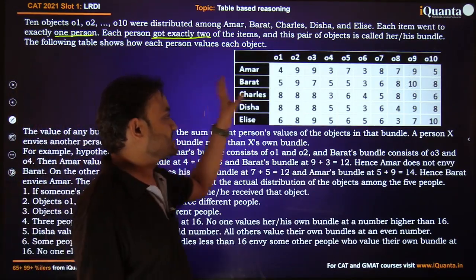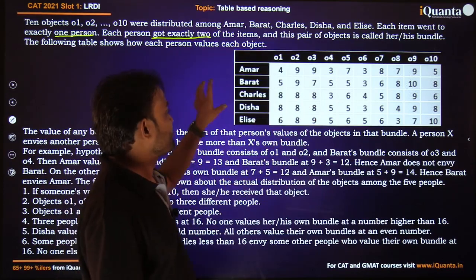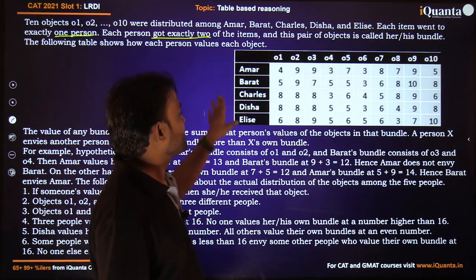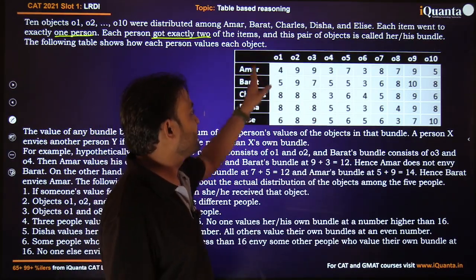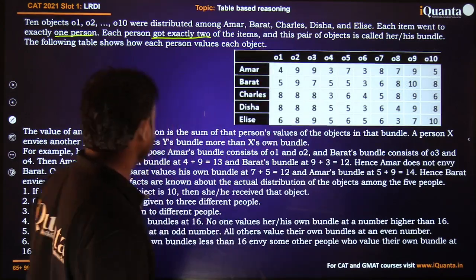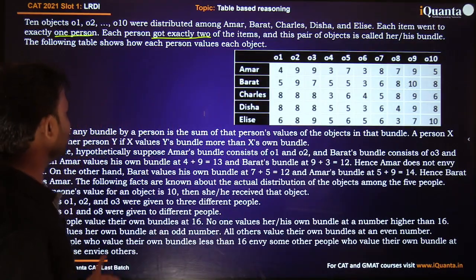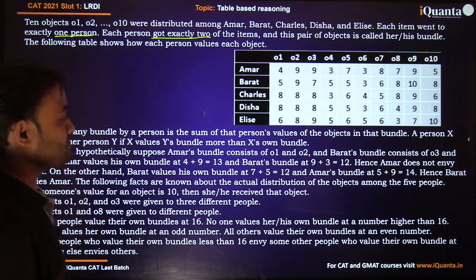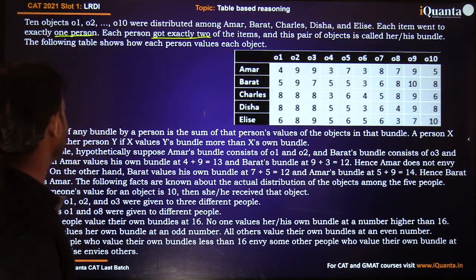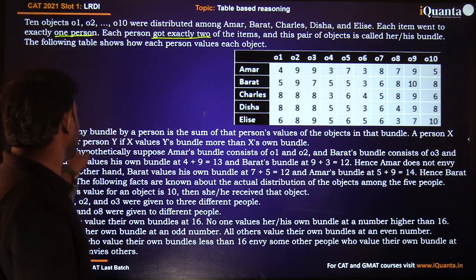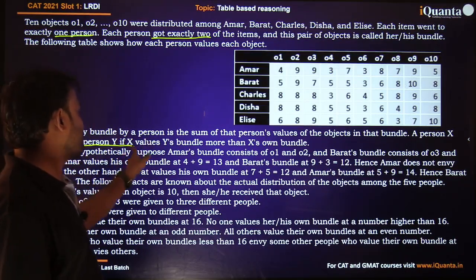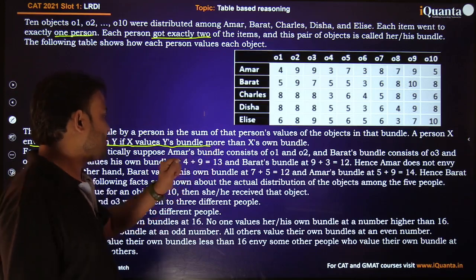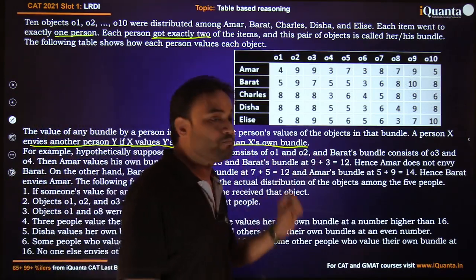So this is the table where you can see the values for each person that has been given for each object. The value of any bundle by a person is the sum of that person's values of the objects in that bundle. A person X envies another person Y if X values Y's bundle more than X's own bundle.